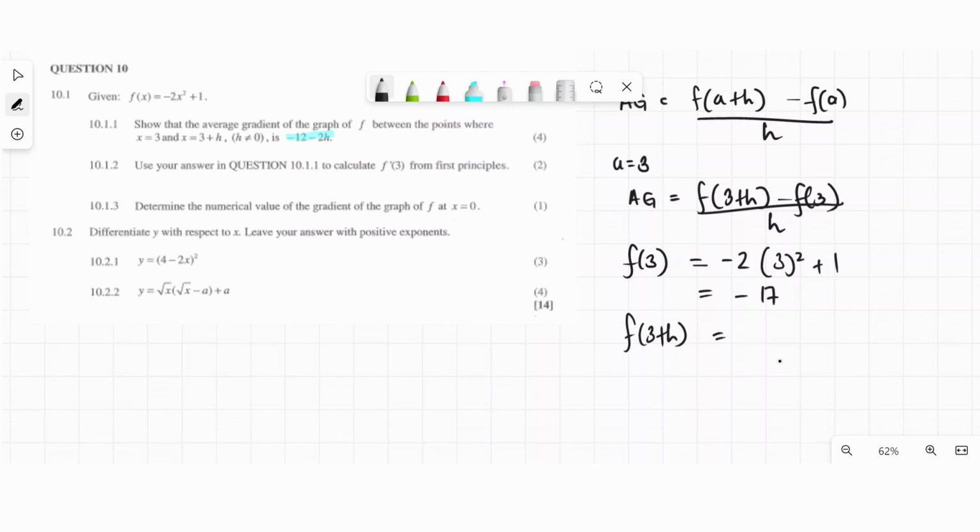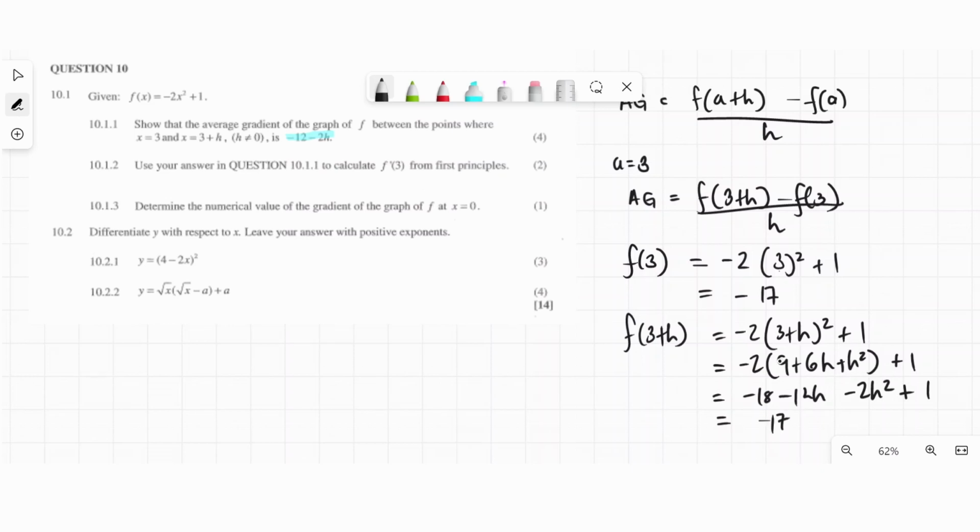So now we're going to find f at 3 plus h. Wherever we see x, we're going to substitute by 3 plus h. So it's going to be negative 2 times (3 plus h) squared plus 1. Expand this: negative 2 times (9 plus 6h plus h squared) plus 1. Distribute the negative 2 to get negative 18 minus 12h minus 2h squared plus 1, which when you simplify is negative 17 minus 12h minus 2h squared.